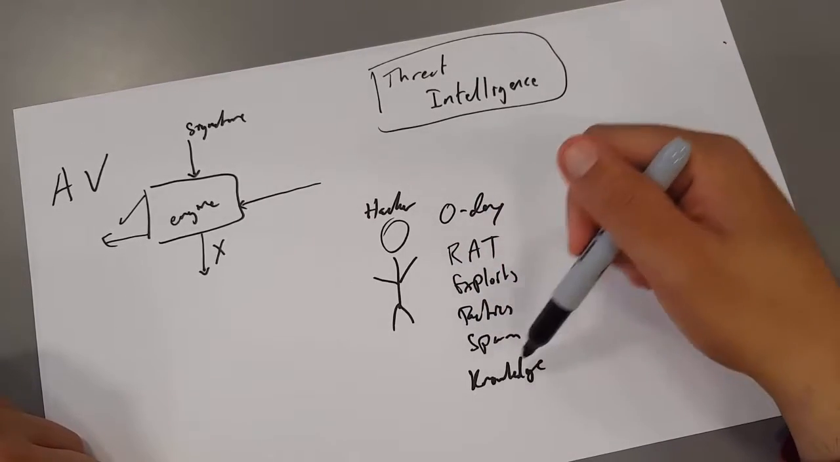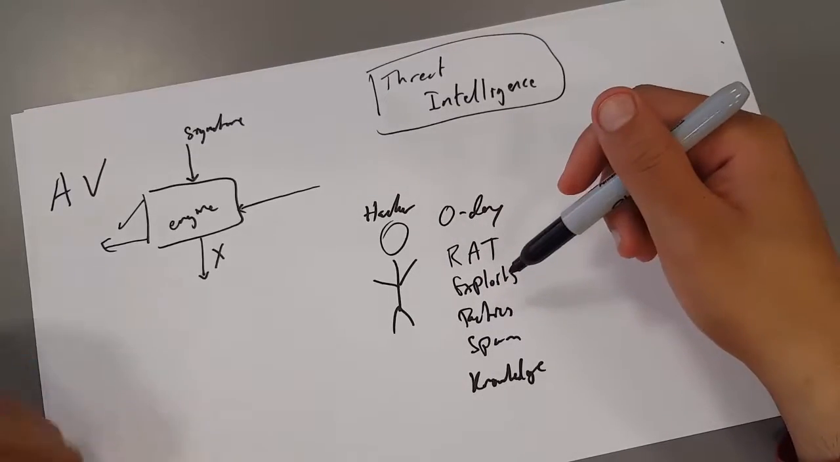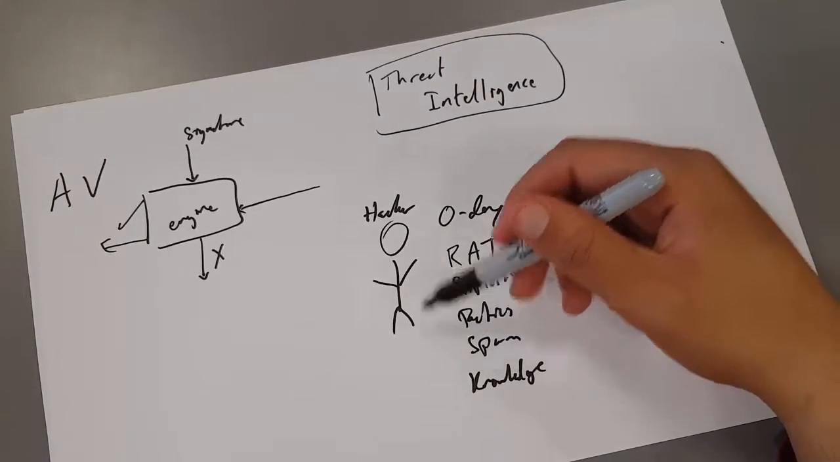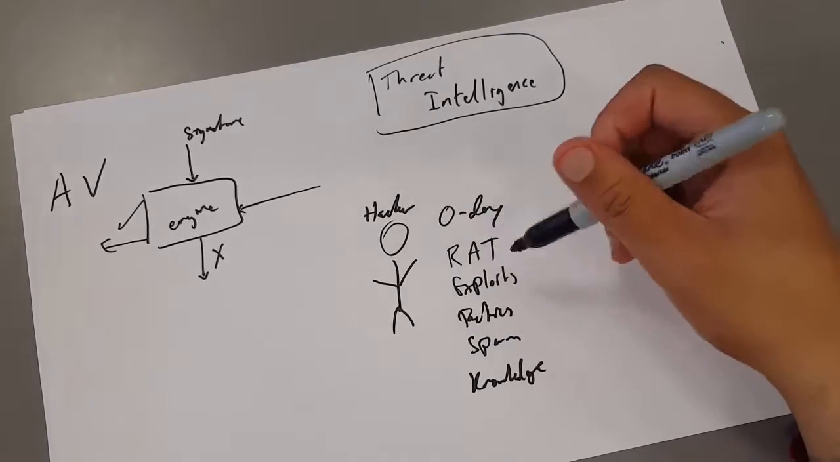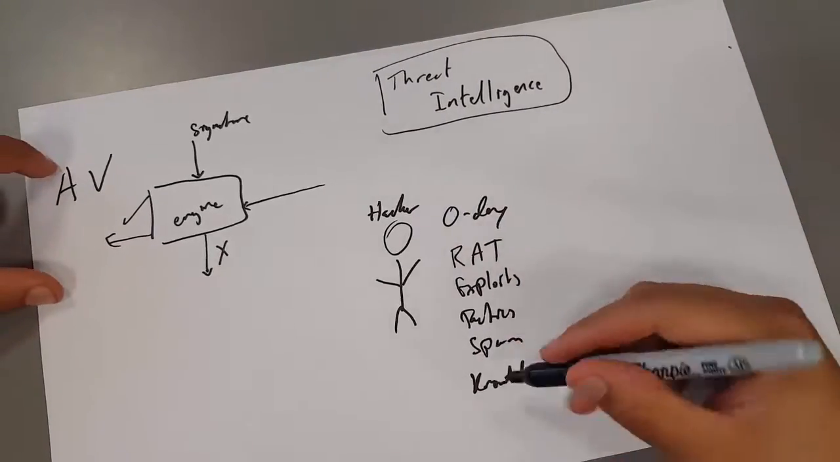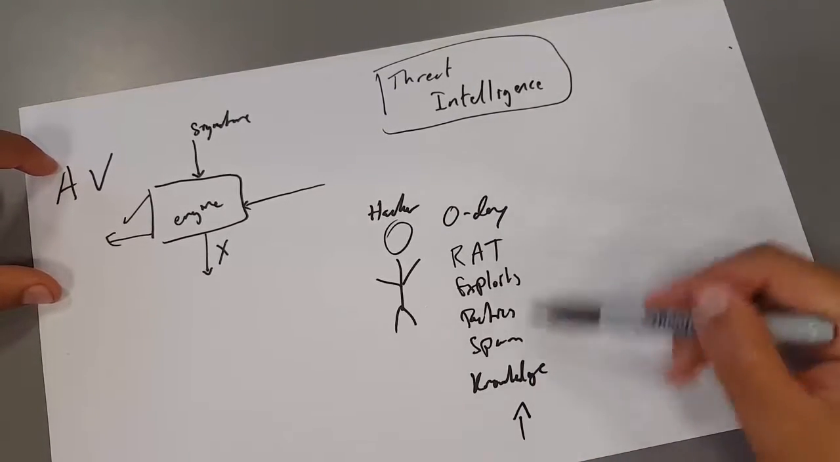Maybe they have internal knowledge of a certain company. Maybe they used to work somewhere and they know so much about it that they can be the best hacker for that place and whatnot. So that's pretty much the idea of a hacker. And the classical security solutions always try to understand how to block these.